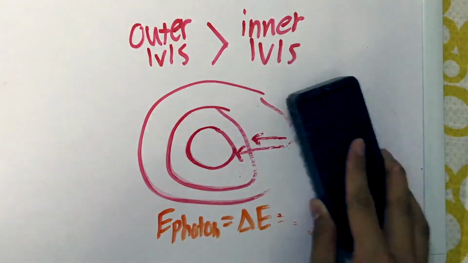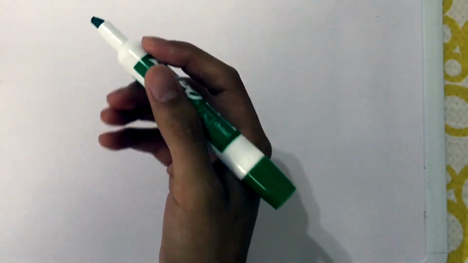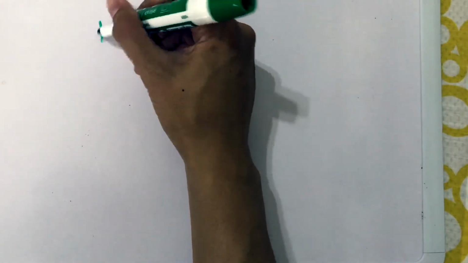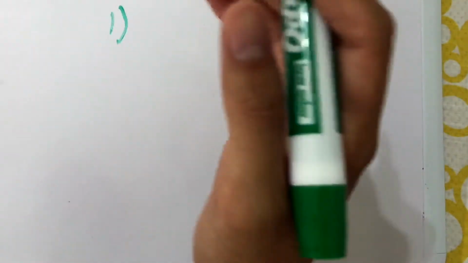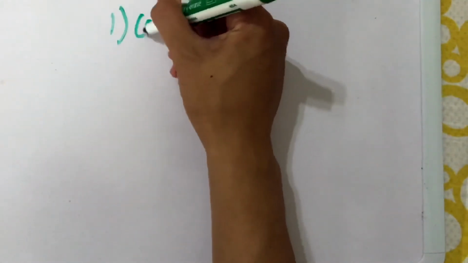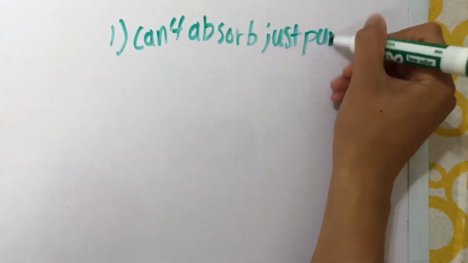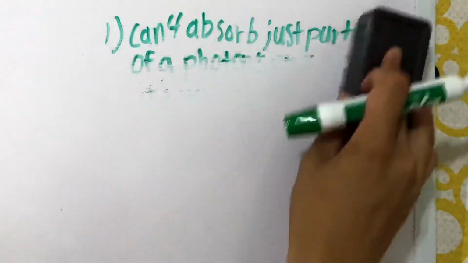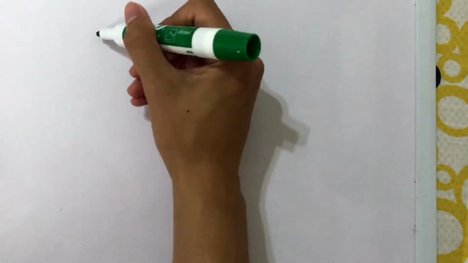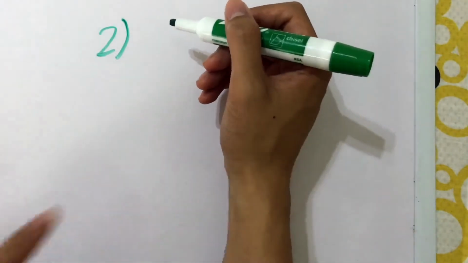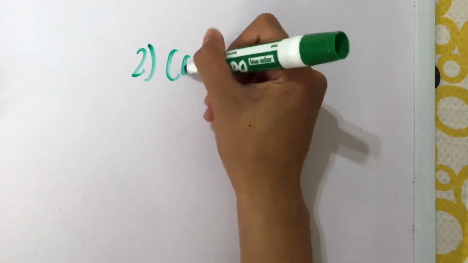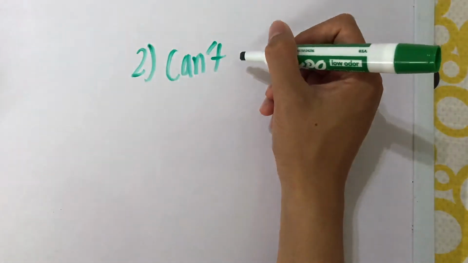So I have two rules that I want to address before we move on to the concepts of ionization and recombination. The first rule is that electrons can't absorb just part of a photon's energy. So it's usually all or nothing. And for the second rule, an electron can absorb two photons that add up to the energy of a single photon. So these are two rules that you should remember when you address photons and their energy.